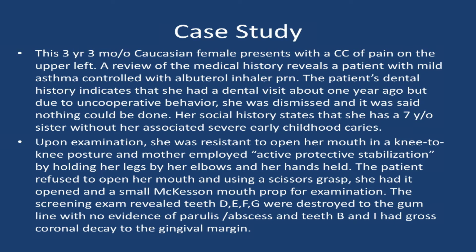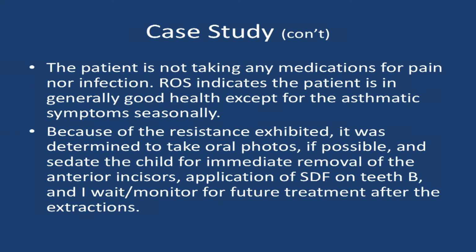The screening exam revealed teeth number D, E, F, and G were destroyed to the gum line with no evidence of periapical abscess, and teeth number B and I had gross coronal tooth decay to the gingival margin. The patient was not taking any medications for pain nor infection, and the review of systems indicates the patient is in generally good health except for the asthmatic symptoms seasonally. Because of the resistance exhibited, it was determined to take oral photos, if possible, and sedate the child by immediate removal of the anterior incisors, application of SDF on teeth B and I, and wait or monitor for future treatment after the extractions.